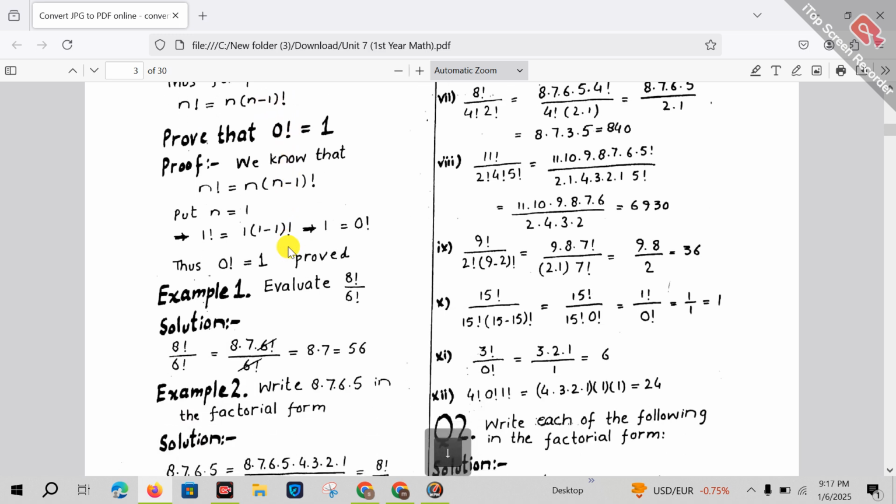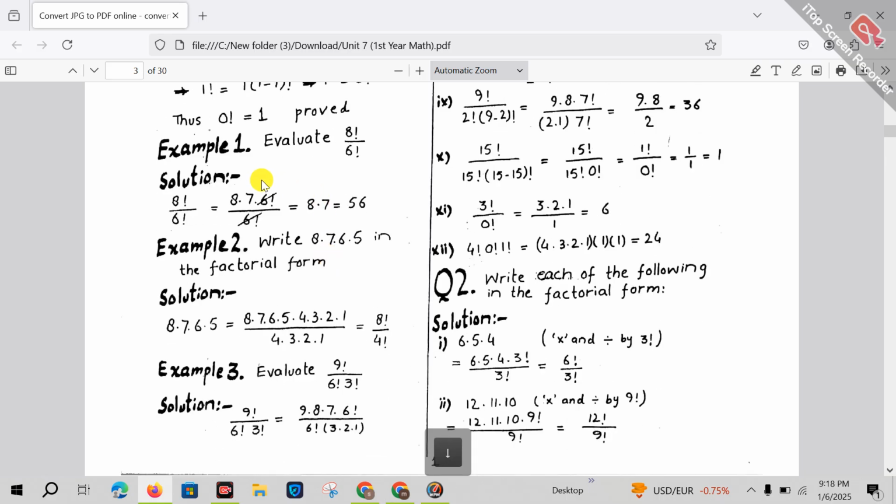Here is the question: why is 0 factorial equal to 1? We know that n factorial is equal to n times n minus 1 factorial. This concept is true. If we put n equal to 1 here, then 1 factorial is equal to 1 times 1 minus 1 factorial. So 1 minus 1 factorial is 0 factorial multiplied by 1. Since 1 factorial is 1, 0 factorial is equal to 1.